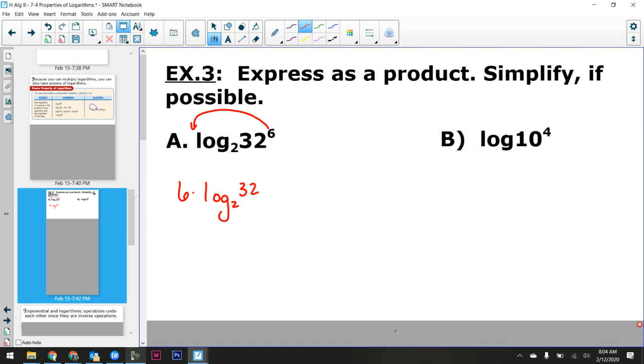What is log base 2 of 32? Well, 2 to the third is 8, so 2 to the fourth would be 16. 2 to the fifth is 32. So 5. That's expressed as a single log. So this would evaluate to be 6 times 5, or 30.